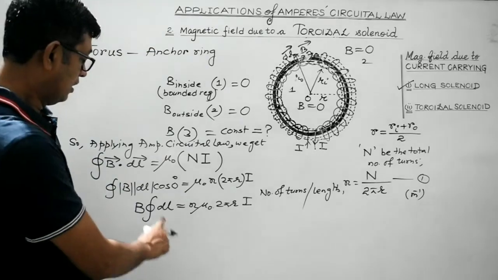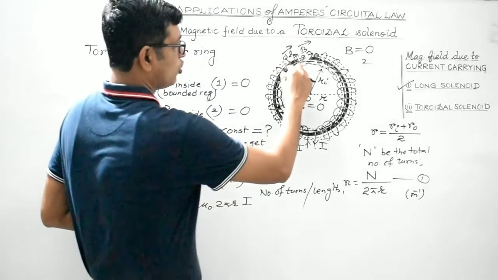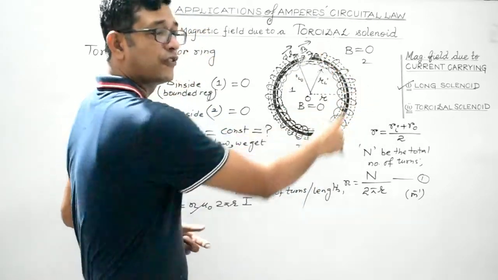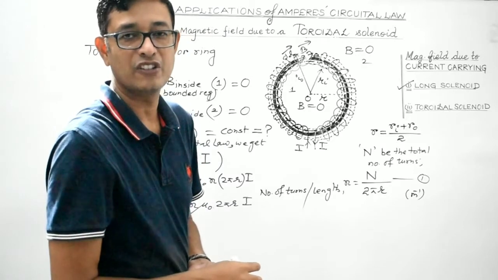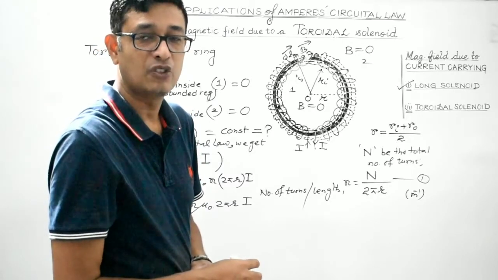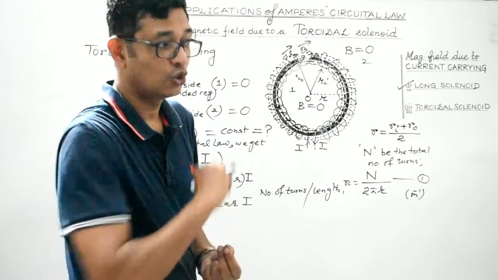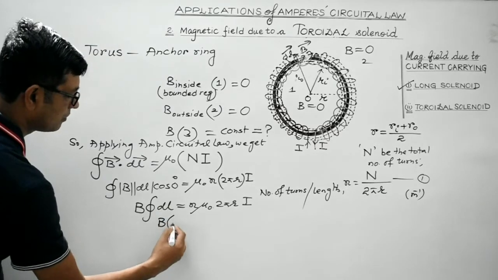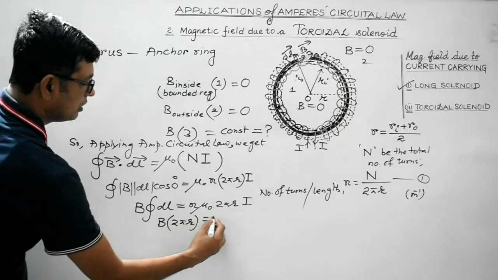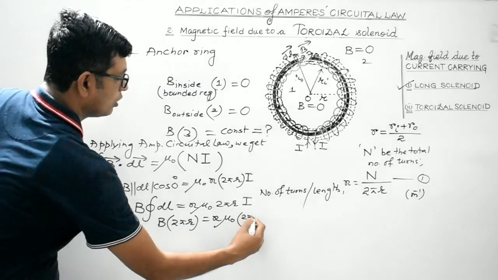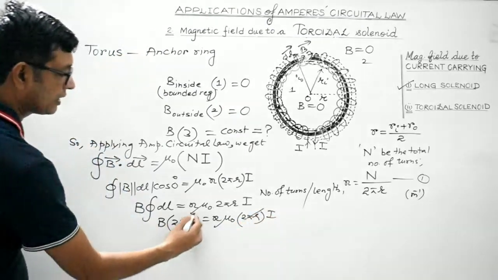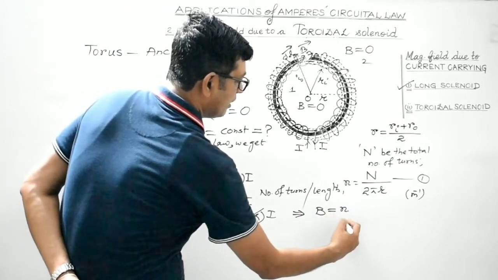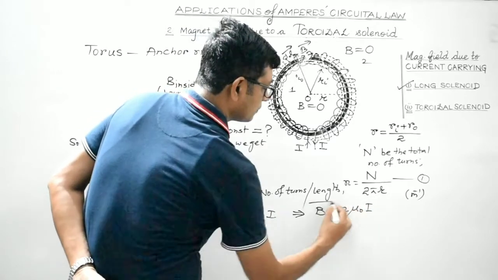Clear? Now what is integration of dl? If we join the small elementary portions of the circular loop, that will give us the total circumference of the imaginary circular loop under consideration. And this imaginary circular loop is considered to be of radius r. So total length of that loop would be 2 pi r. So what we get is B multiplied by 2 pi r is equal to n mu naught 2 pi r I. 2 pi r gets cancelled. So what we get is magnetic field is equal to n mu naught I.